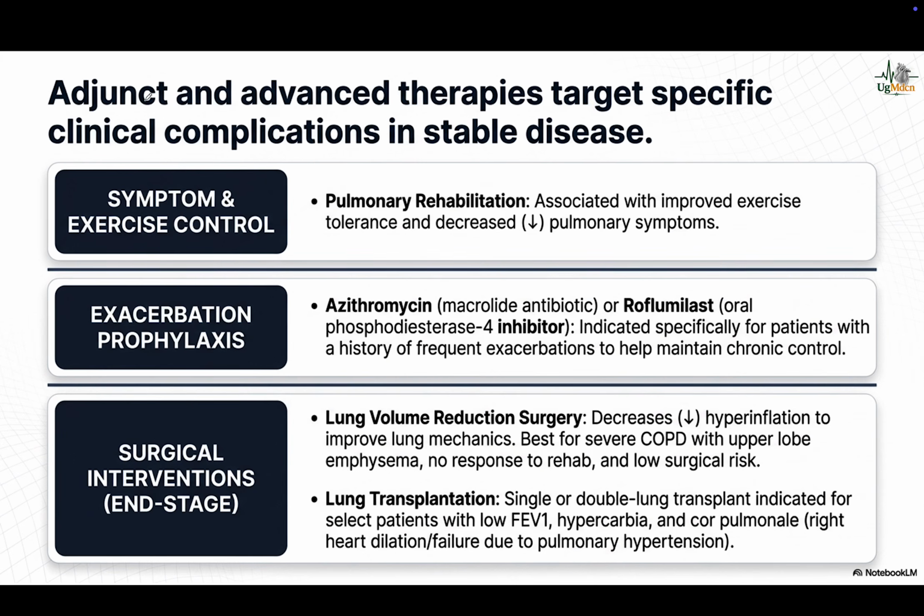Adjunct and advanced therapies target specific clinical complications in stable disease. Beyond standard inhalers, pulmonary rehabilitation is critical for improving exercise tolerance. For patients with frequent exacerbations, consider azithromycin or roflumilast for prophylaxis. Surgical interventions like lung volume reduction decrease hyperinflation to improve lung mechanics and are reserved for severe upper lobe emphysema that hasn't responded to rehabilitation.